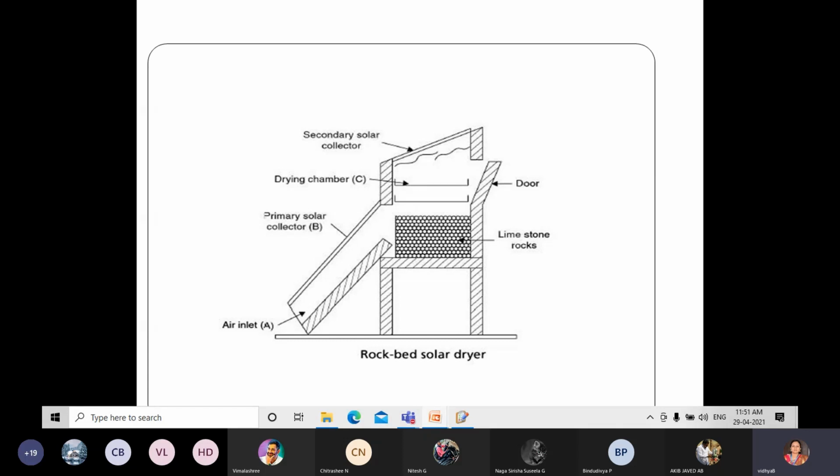Solar heated air can be used for drying most crops that require warm air. For crops that require warm air drying, we can use a rock bed solar dryer. Solar heat is non-polluting, and when you compare with other dryers, the cost will be less because there is no fuel cost.